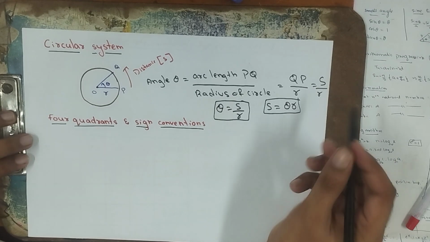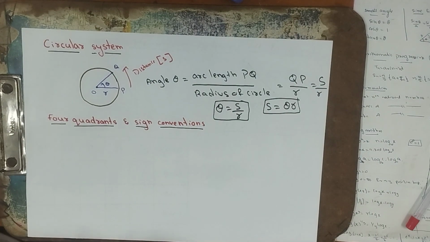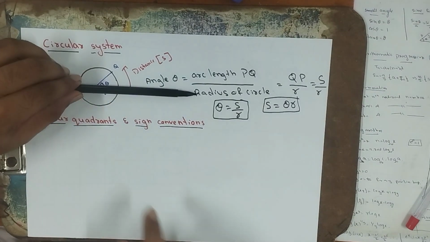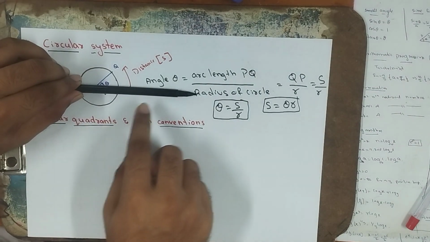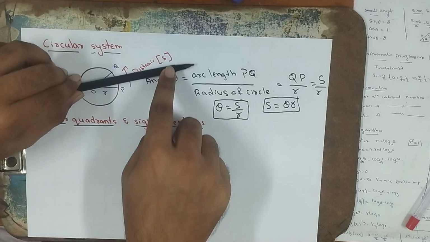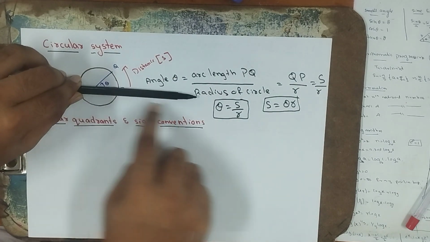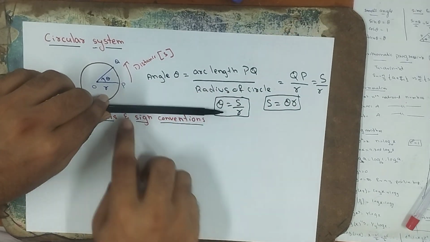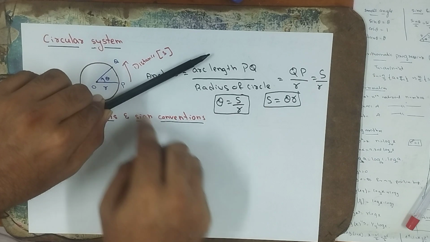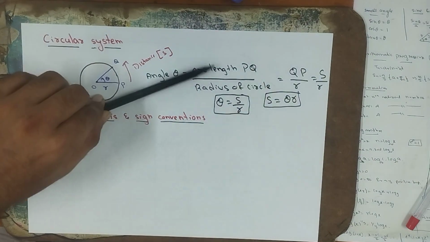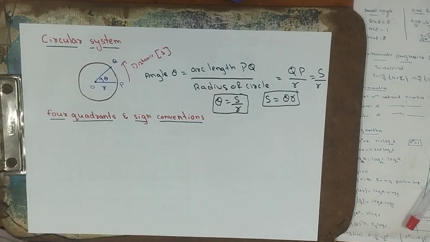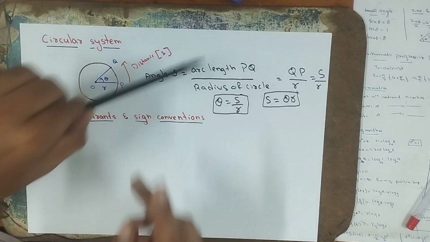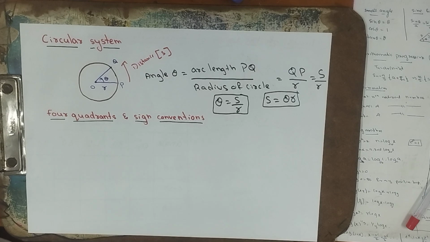Sir, how? I didn't get it. Now let us come here. I will show you physically. Here is your radius R, some angle theta. Radius R, some angle theta. If you multiply these both you will get this value. That's all. Very simple thing, nothing complicated.